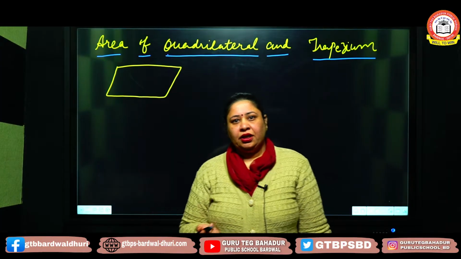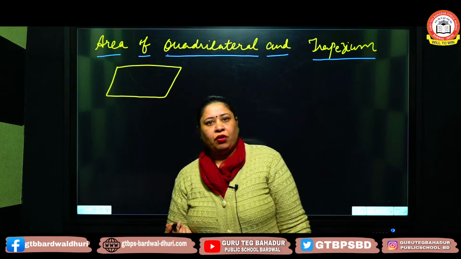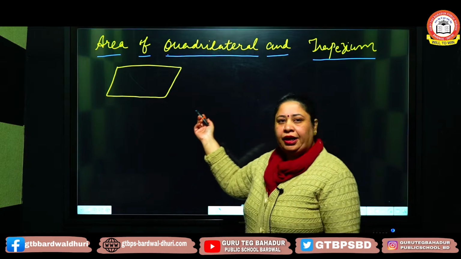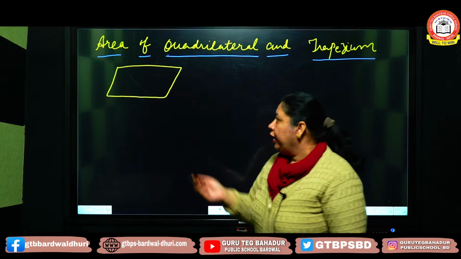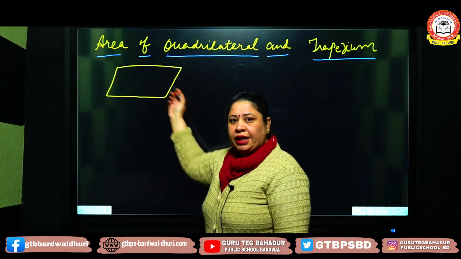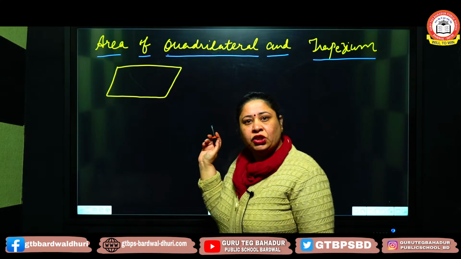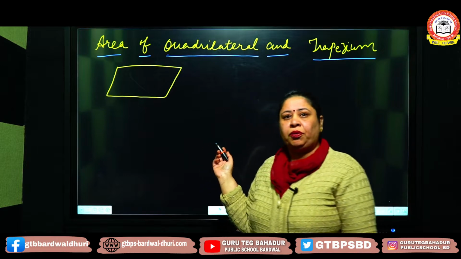Good morning, students. So today I will tell you how we can find the area of a quadrilateral, a general quadrilateral. All of you know about the quadrilateral. It is a closed four-sided figure. Means the figure should be closed and the sides should be four.